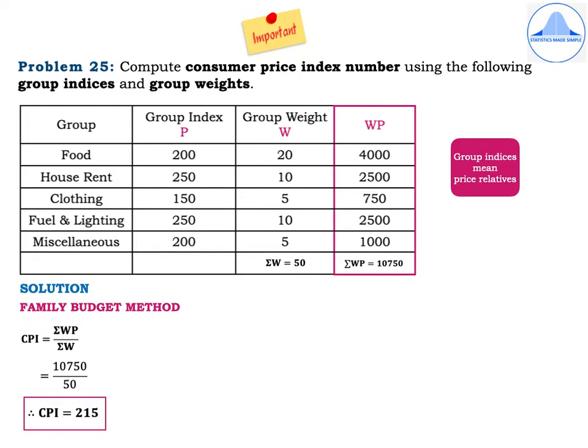Since we have the weights and the price relatives, we can make use of the family budget method. So under solution, write family budget method CPI equal to summation WP divided by summation W. So form the fourth column as WP, and by calculating we get 4,000, 2,500, 750, 2,500, 1,000, or summation WP is equal to 10,750. Substituting in the formula, we get CPI equal to 10,750 divided by 50. Therefore, CPI is equal to 215.